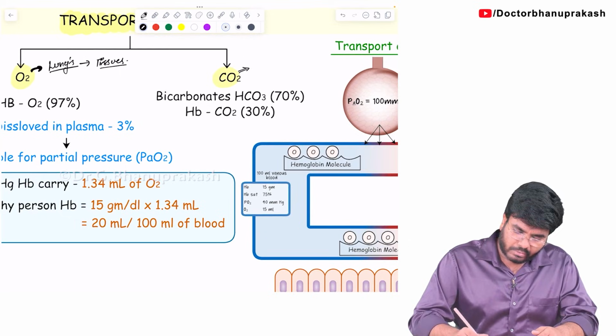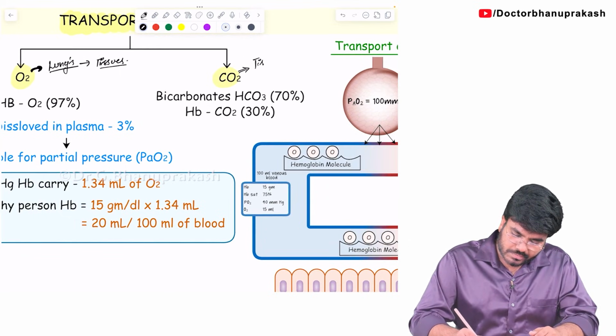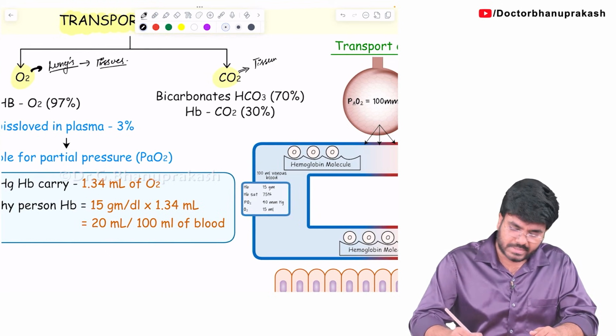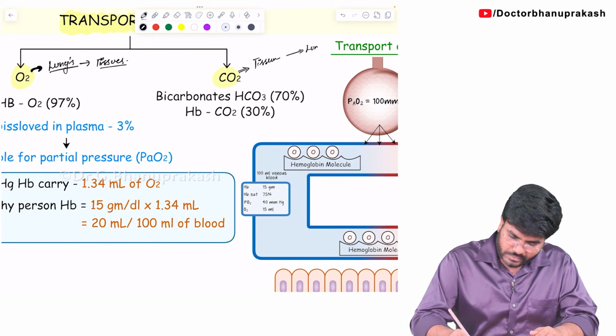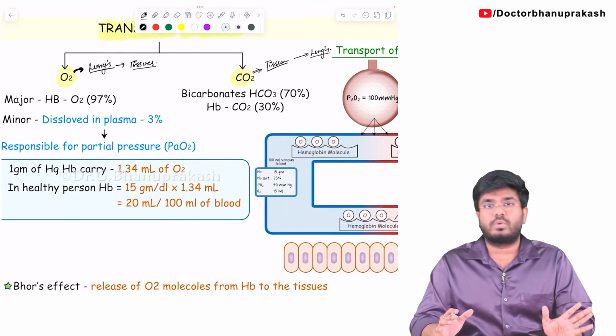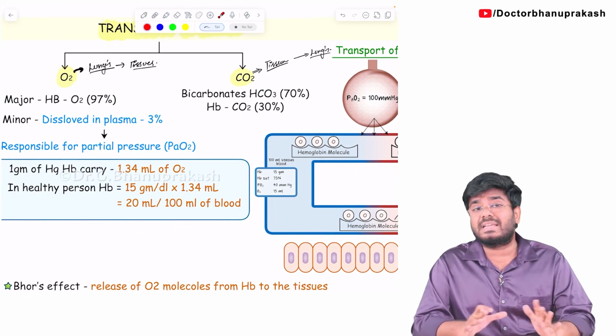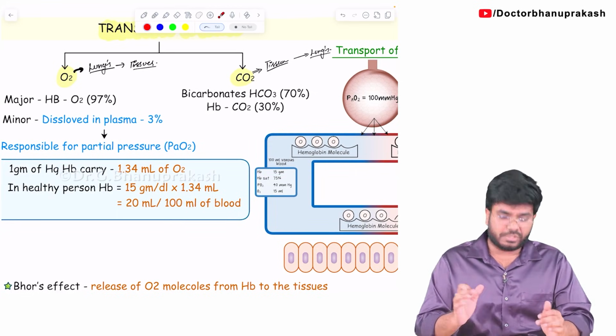Now, from where to where do we have to transport the carbon dioxide? Carbon dioxide we have to transport from our tissues, because our tissues produce the carbon dioxide. From the tissues back to the lungs. So we have to transport these two gases. First, in this video, we will be discussing mainly oxygen transport, how oxygen is getting transported from the lungs to the tissues.